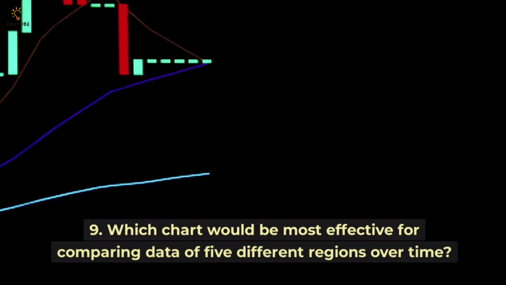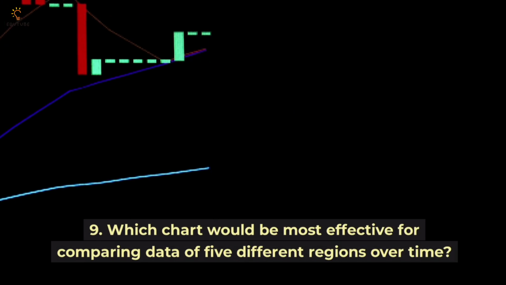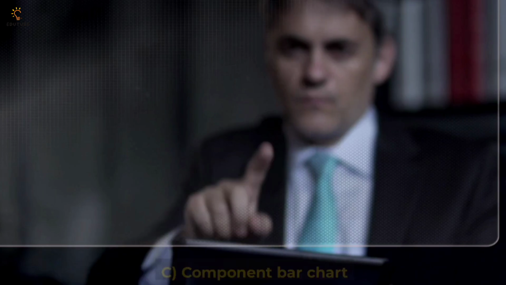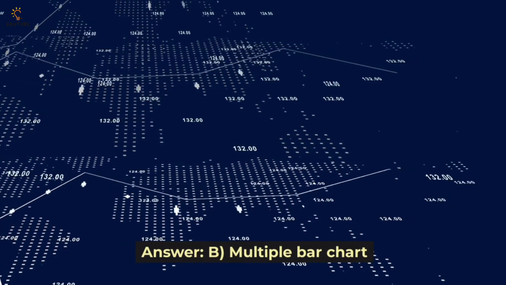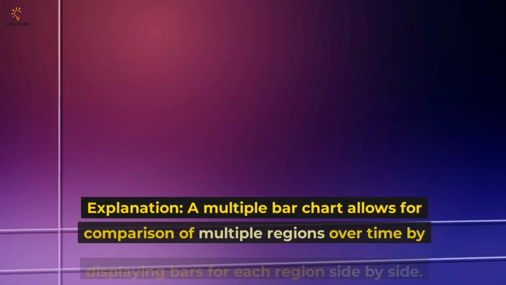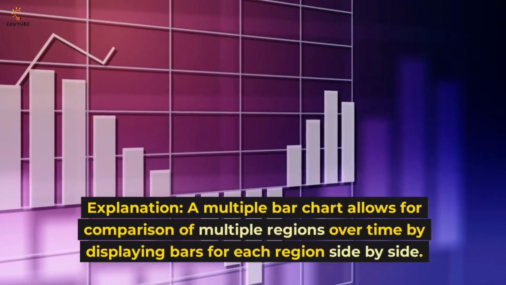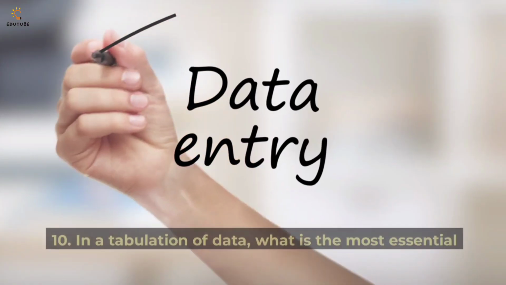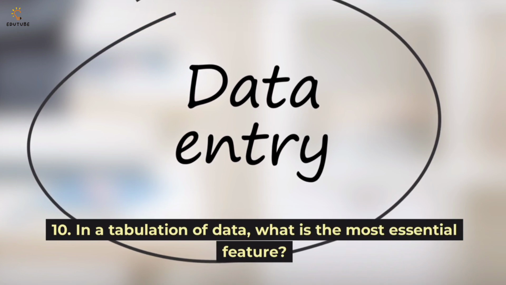9. Which chart would be most effective for comparing data of 5 different regions over time? A. Pie chart. B. Multiple bar chart. C. Component bar chart. D. Line graph. Answer: B. Multiple bar chart. Explanation: a multiple bar chart allows for comparison of multiple regions over time by displaying bars for each region side by side.